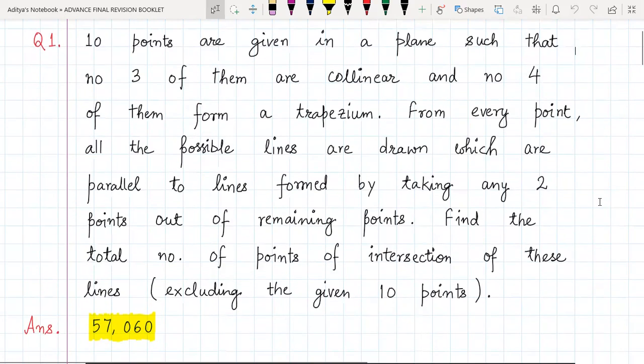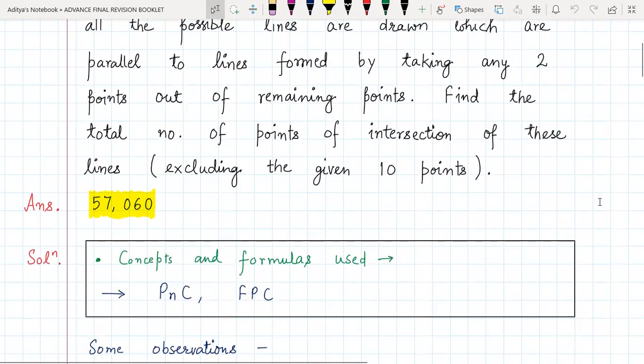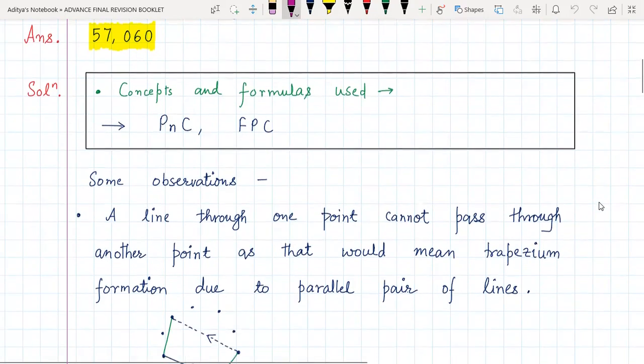Now the answer to this question would be 57,060 points of intersection. Concepts and formulas used are simply permutations and combinations and the fundamental principle of counting, which simply means the multiplication principle itself, right? Now there are some observations that we'll be making.